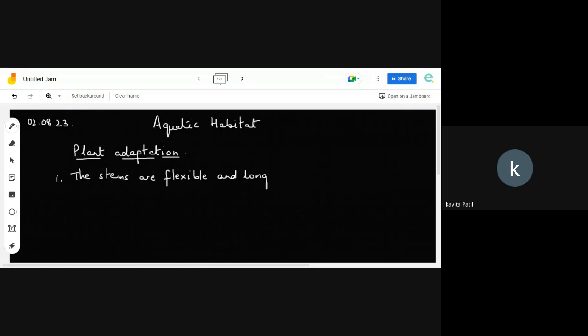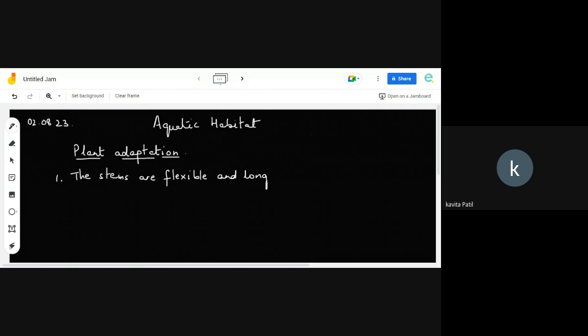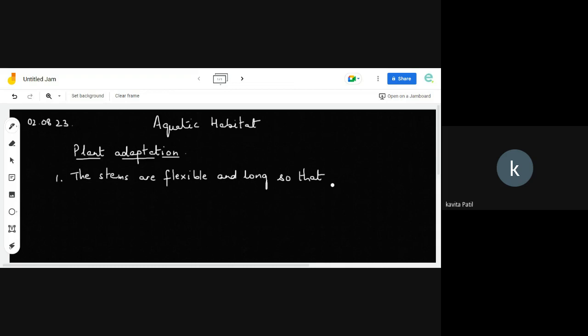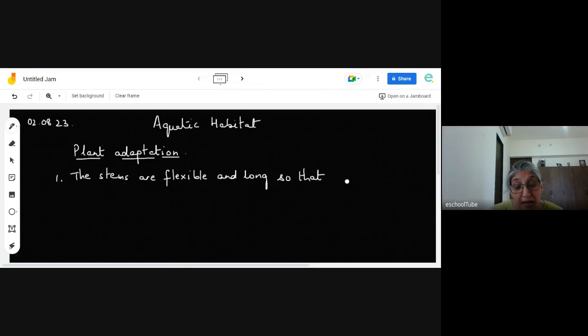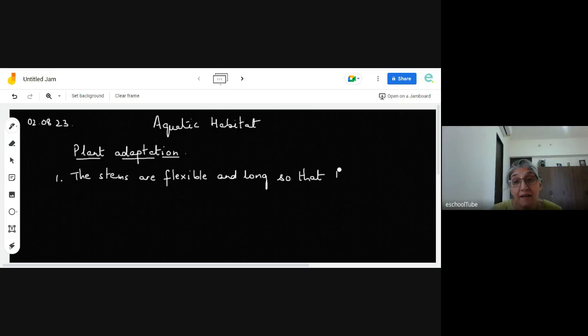So they can float on the water. So that we can't remove them. No. Yes, Saksham, tell me, so that? Ma'am, so that the waves of the water can't break them. So that they can be stable, which means they do not get drowned by the water currents.